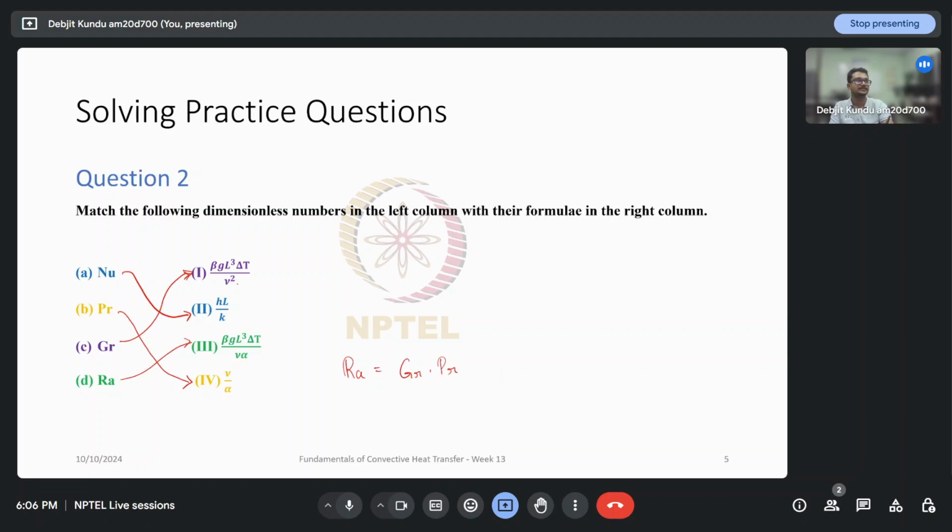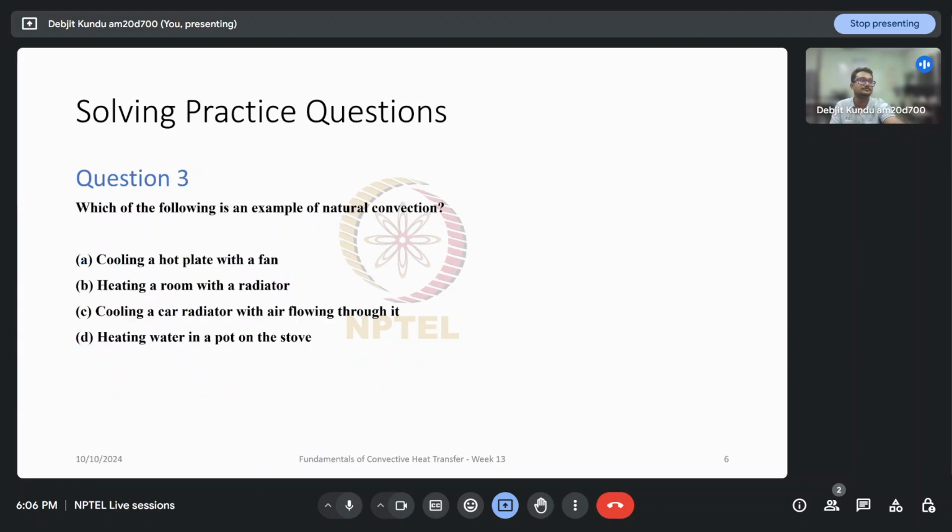You see there's a nu square here. If you multiply it with nu over alpha, one nu cancels out and you get another alpha in the denominator. The numerator remains the same. Simple stuff. All right, so let's move on.